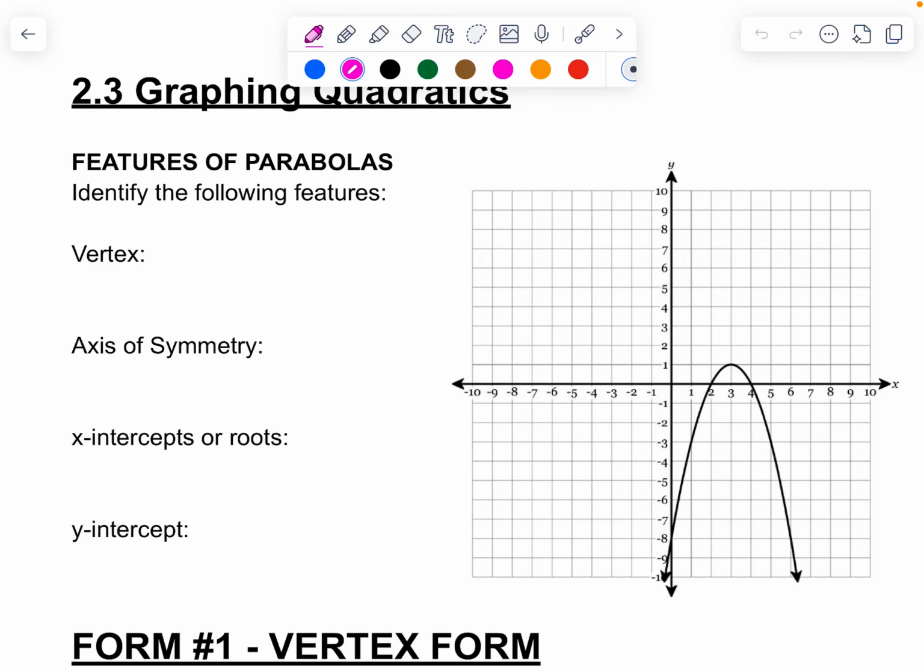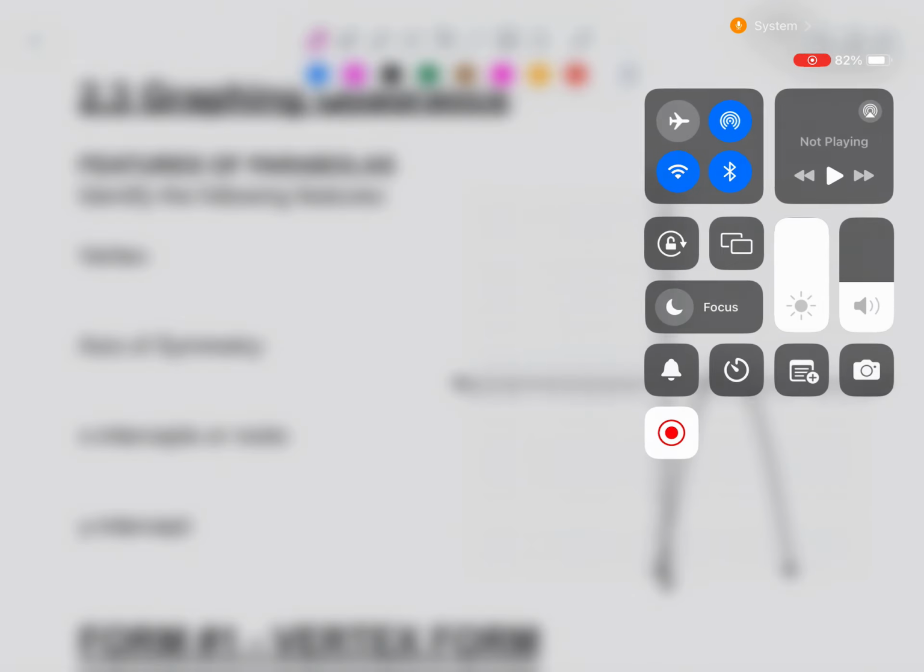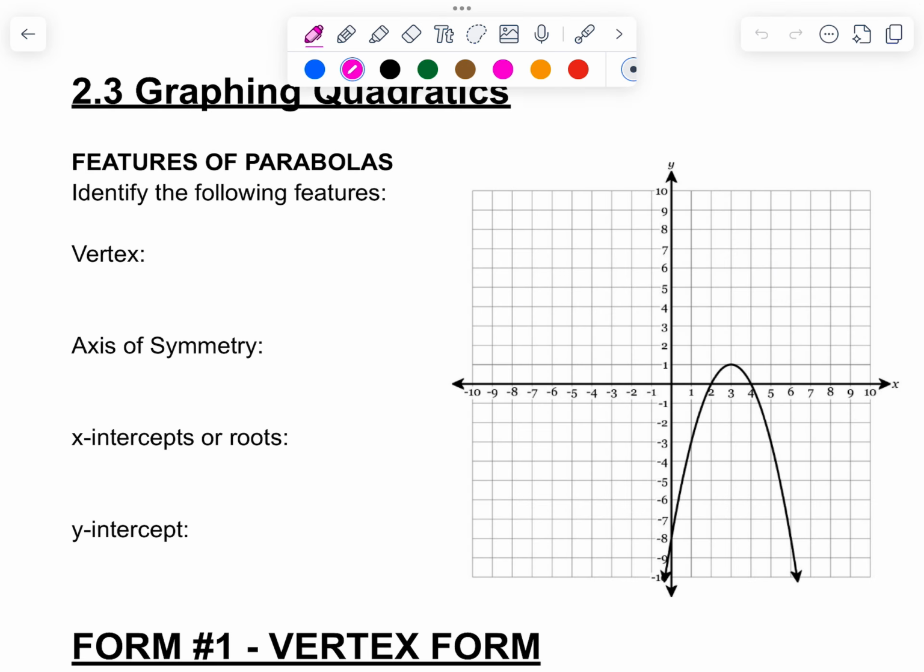All right, hopefully you had a chance to try this page. So I'm just going to go over and make sure that we're all on the same page. Some features of the parabola that you're going to want to make sure you know. Hopefully you were somewhat familiar with the vertex. In this case, it's at (3, 1). Axis of symmetry was new.